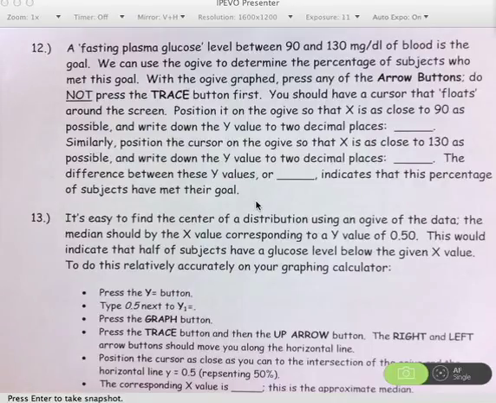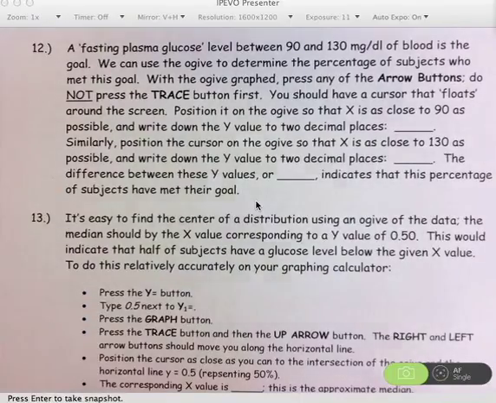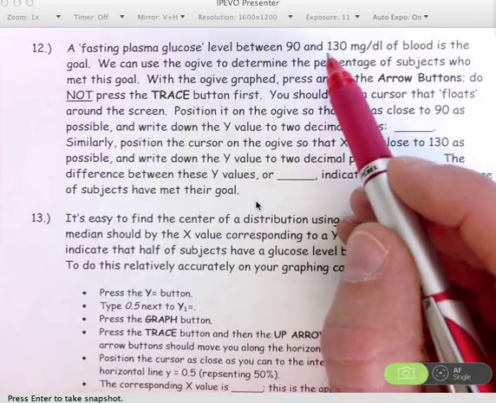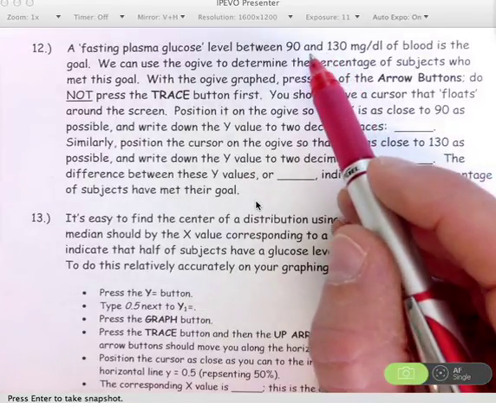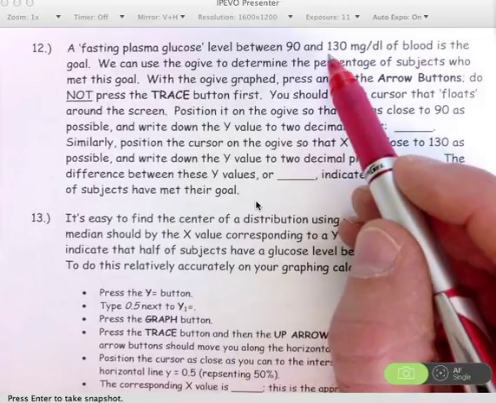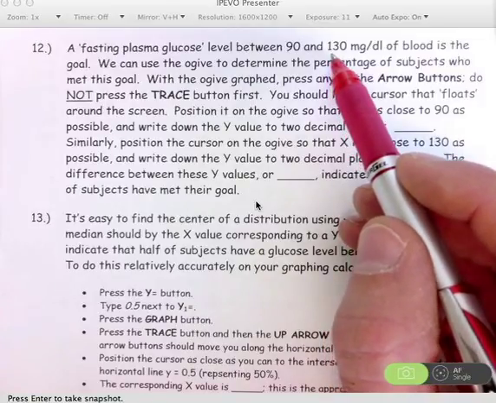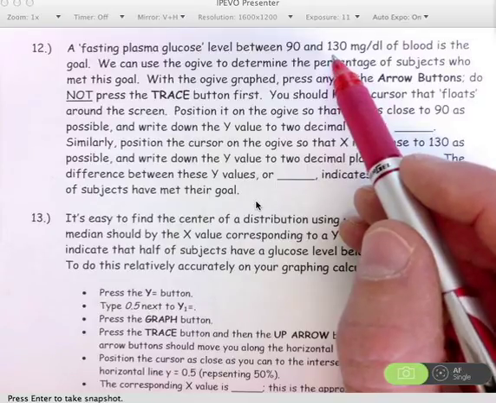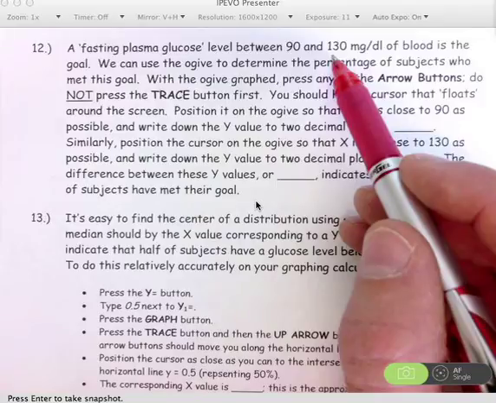Let's look at how we can use the Ogive to do some analysis or to tell the story. The goal for these subjects was to have a fasting glucose level between 90 and 130 milligrams per deciliter. This Ogive has captured these relative cumulative frequencies, so we should be able to find this percentage by using our Ogive.